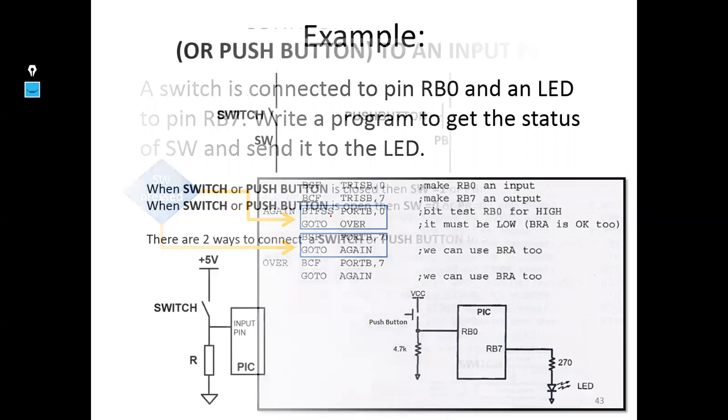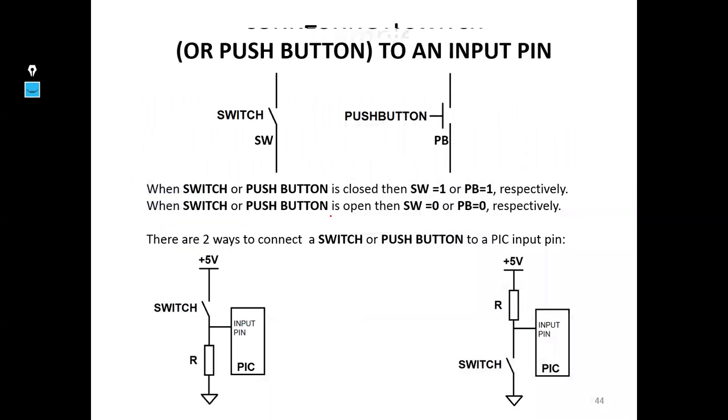No questions. Okay, so we have seen that for the LED, we have two modes. You have the current sinking mode and you have the current sourcing mode. Same thing for the switch, you have two ways to connect the switch. If this is our PIC microcontroller, this is our input pin. We can connect the switch like this, or we can connect the switch like this.